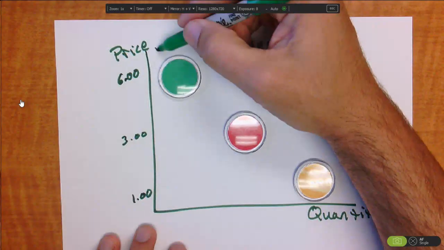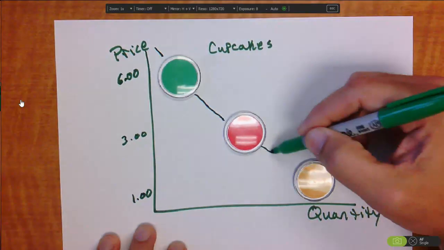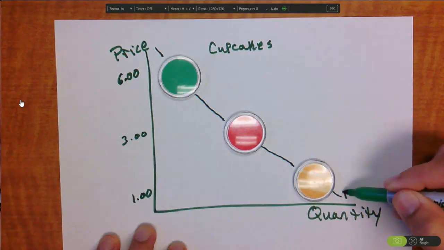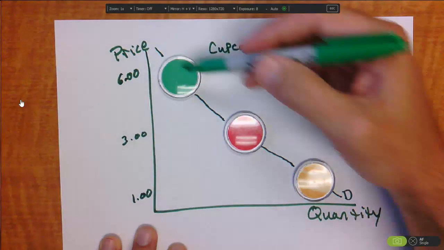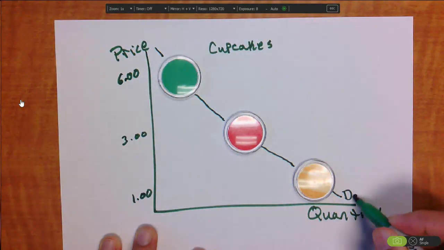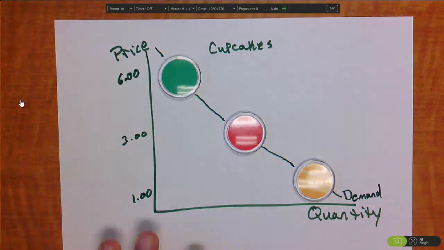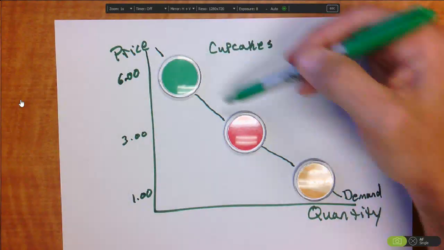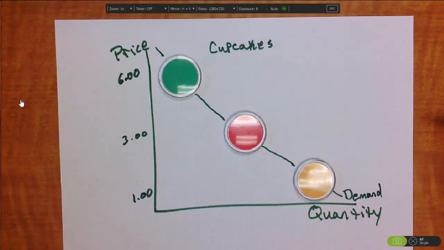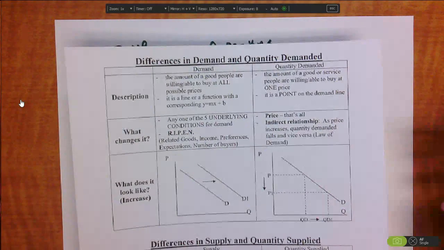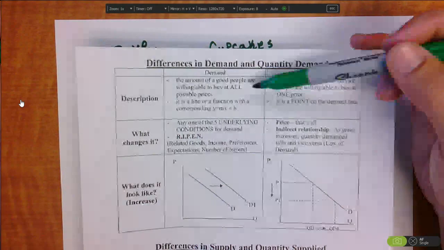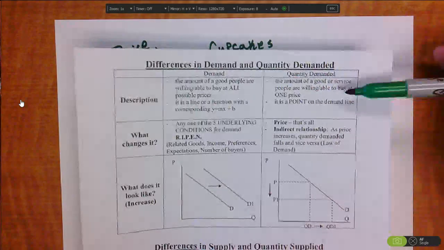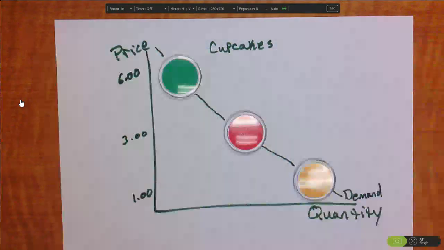Now, if I connect all of these quantities, then I am demonstrating all of the possible prices that cupcakes can be sold for. Not just one, but all of them. And that is where the concept of demand is born, when you look at all of the prices at the same time. This is a good time to go back to the note sheet that the students would have done, and you can reinforce that point: demand is a line, has all of the possible prices, and the quantity demanded is only a single price or a single point.